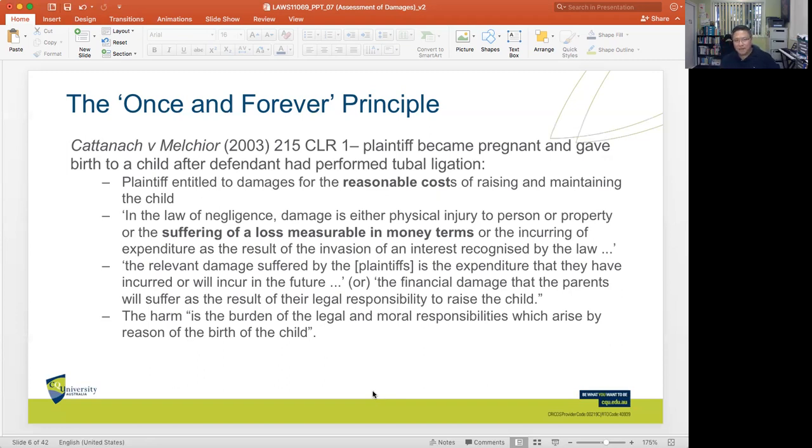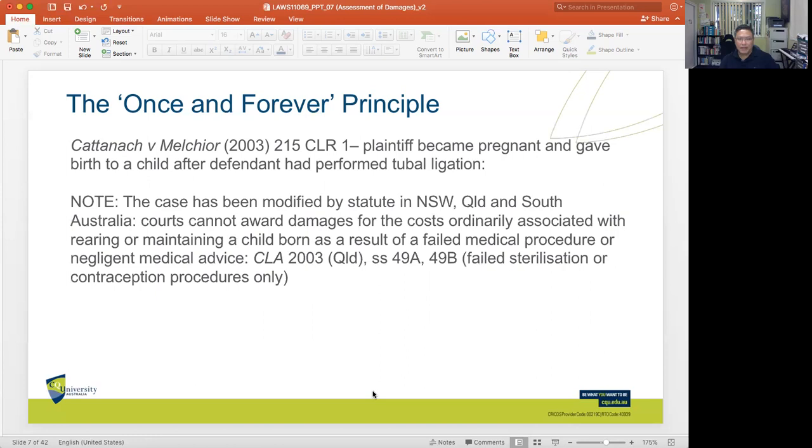Now, this particular law has been modified by statute, such as sections 49A and 49B, in relation to failed sterilization or contraception procedures only. So the case of Katanak versus Melcher has been modified by statute so that courts cannot award damages for the costs ordinarily associated with rearing or maintaining a child born as a result of a failed medical procedure or negligent medical advice. So there has been a change in relation to Katanak versus Melcher.